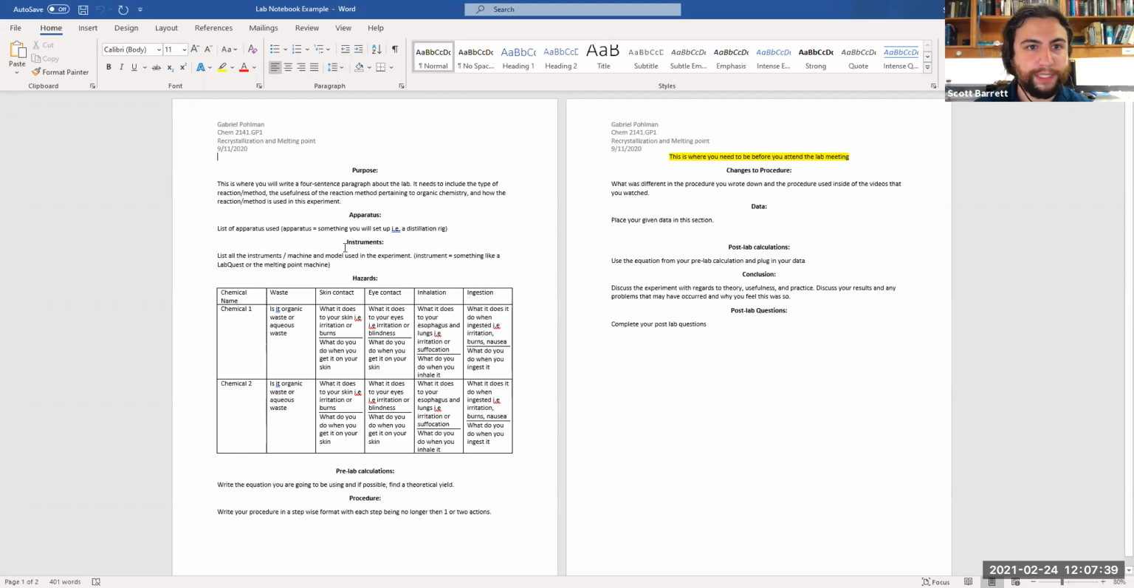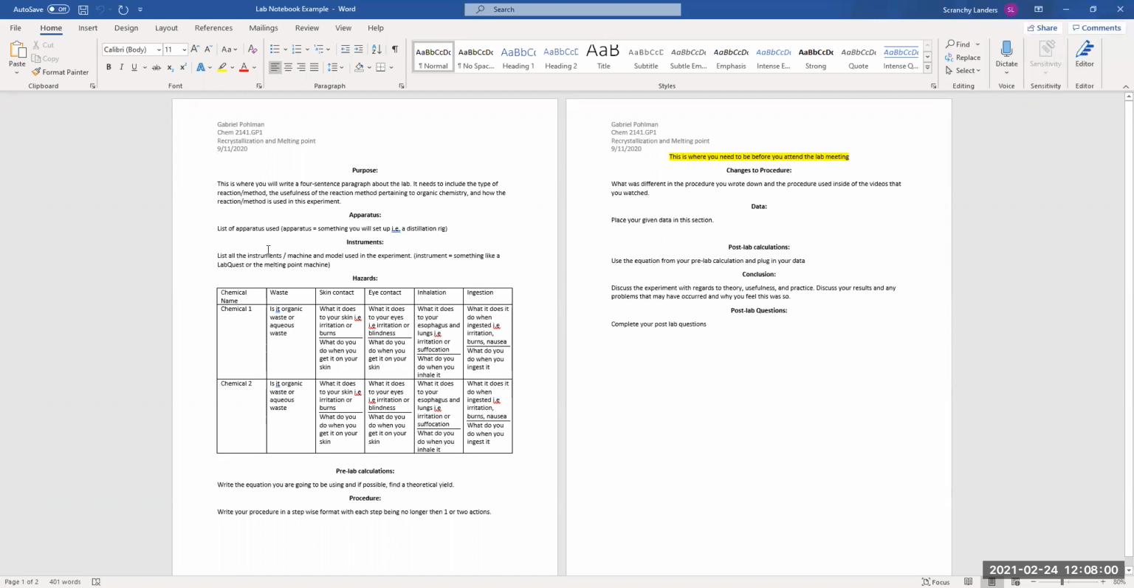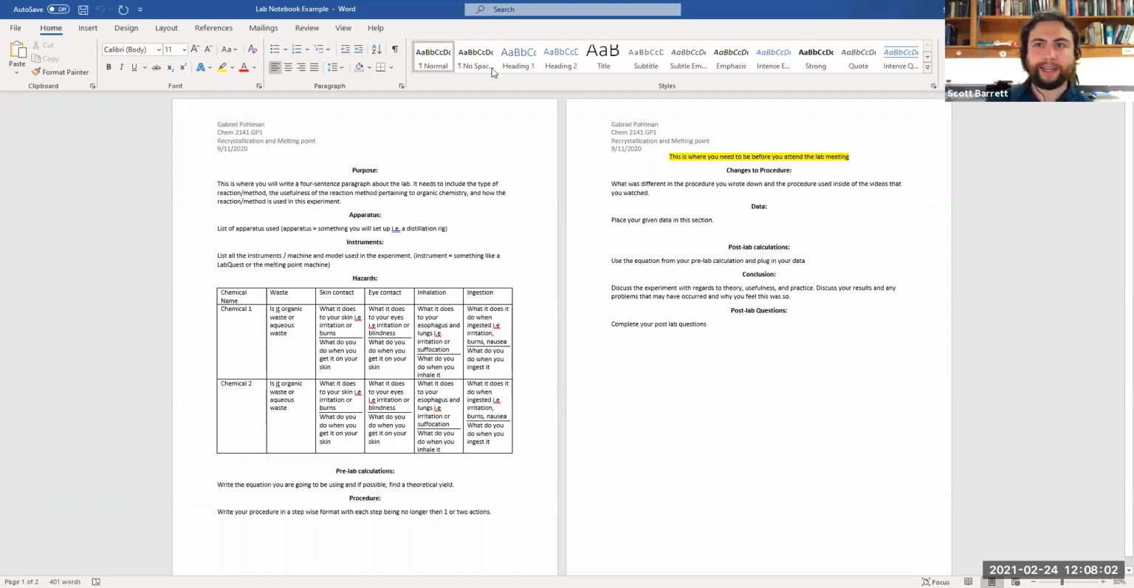For instance, for the instruments for the simple distillation experiment, that will be something like the heating mantle or a hot plate. Just make sure that you understand the difference between the apparatus, which is the tools that we utilize, versus the instruments, which will be the machines that we utilize either to inspect something, such as the melting point machine, or to produce heat, like a heating mantle or a hot plate.